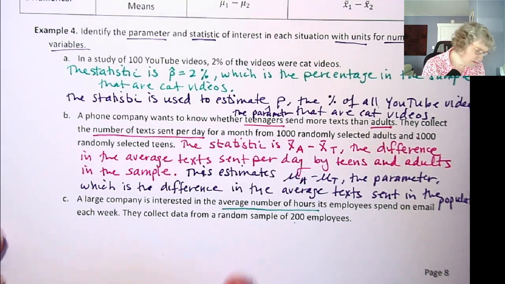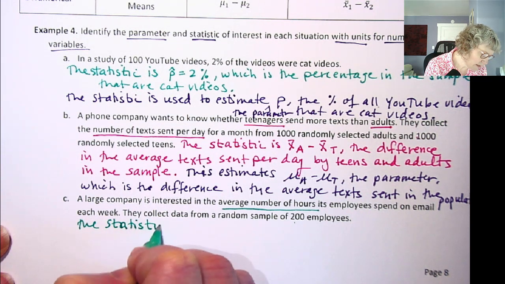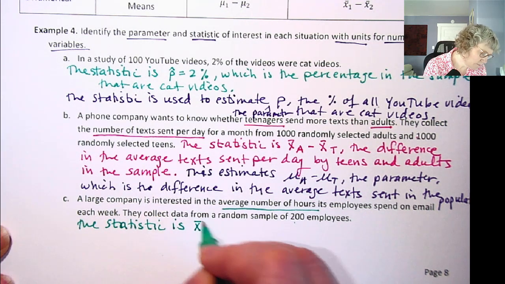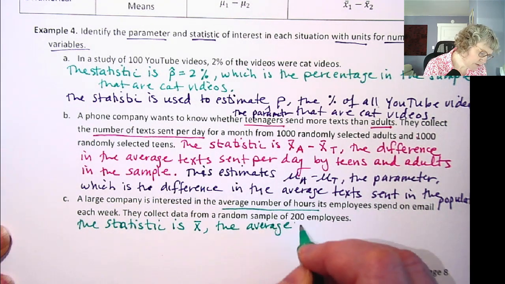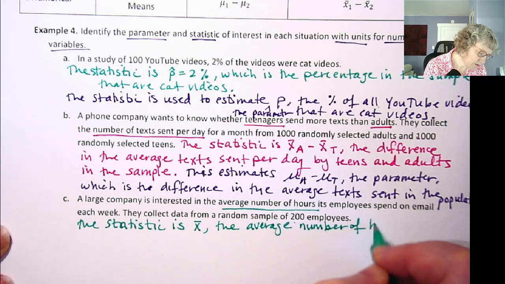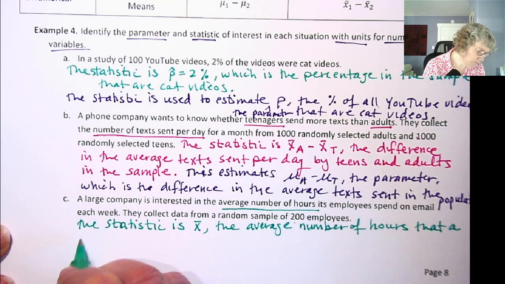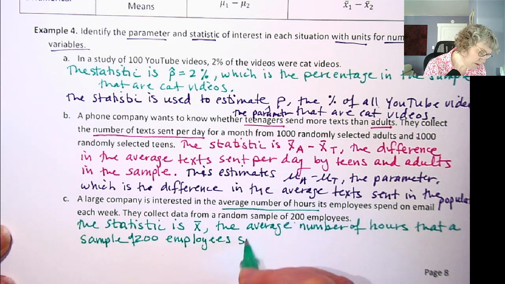Okay, so I'm going to say the statistic is, that would be X bar, the average number of hours, and I'm really just pulling the context right out of the question, number of hours that a sample, and I could add in the 200 if I want, or I could just say the sample of 200 employees spend on email.